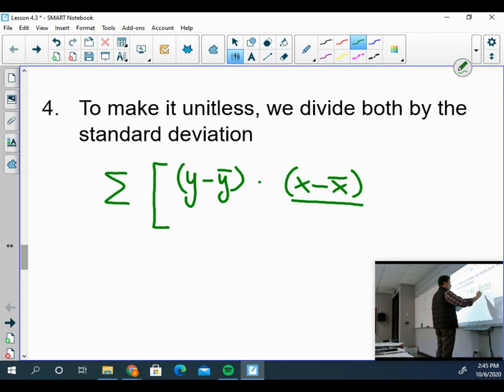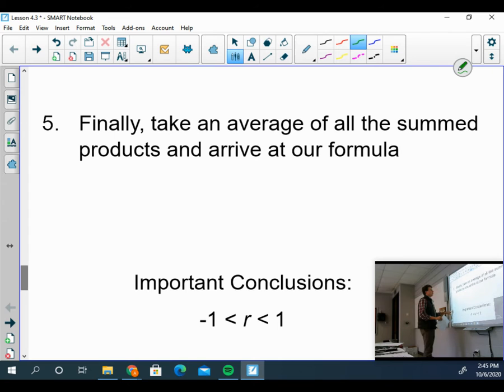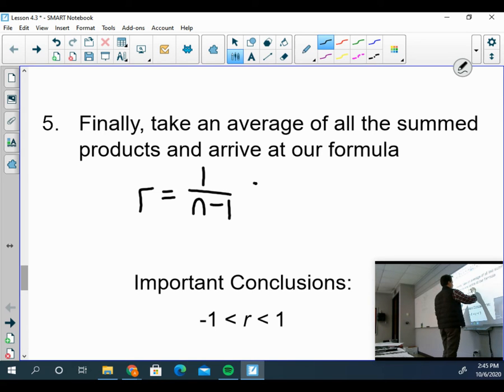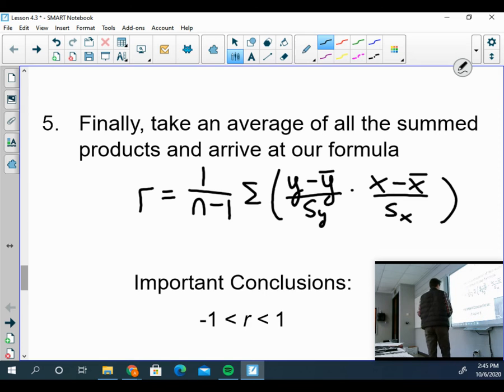They divided each by the standard deviation. And finally, to average it all out, we arrived at our formula for R as 1 over n minus 1 times the sum of y minus y bar over the standard deviation times x minus x bar over the standard deviation for x.